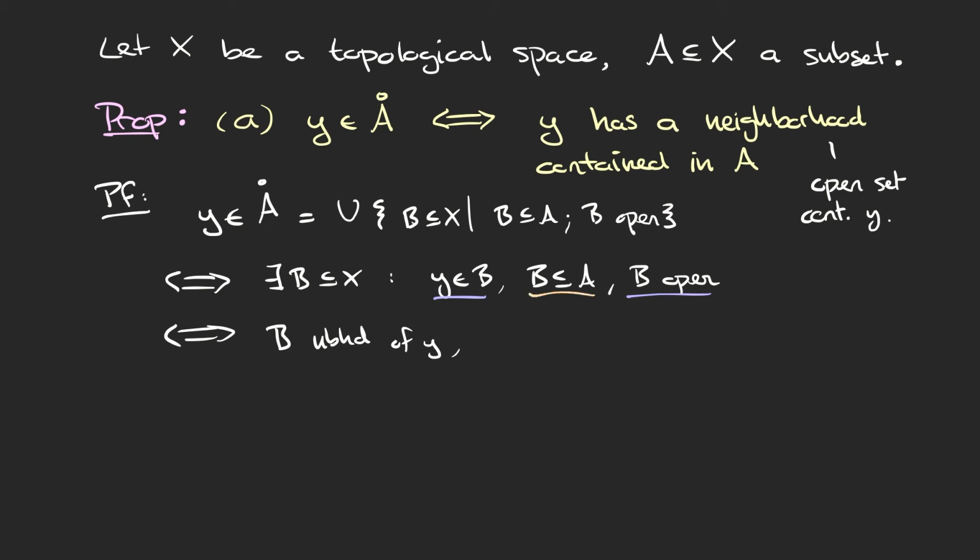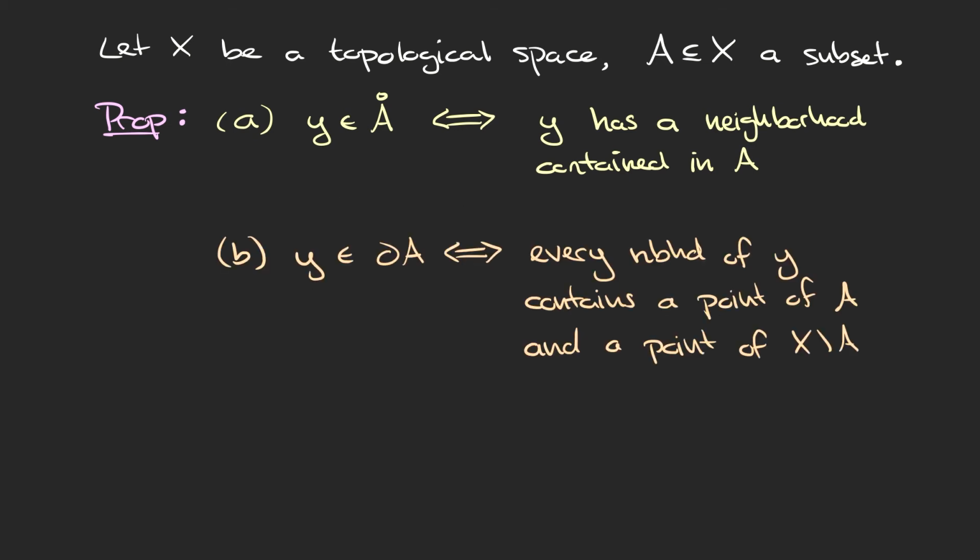Now this other point, that B is contained in A, is also what we wanted. So B is a neighborhood of y, and it is contained in A. And now if we look at our sequence of equivalences, then it's saying that y is in the interior of A if and only if there exists some neighborhood B of y that is contained in A, which is exactly what we wanted to show.